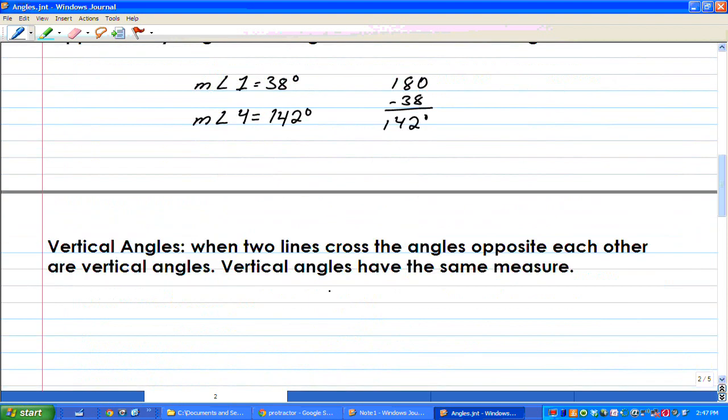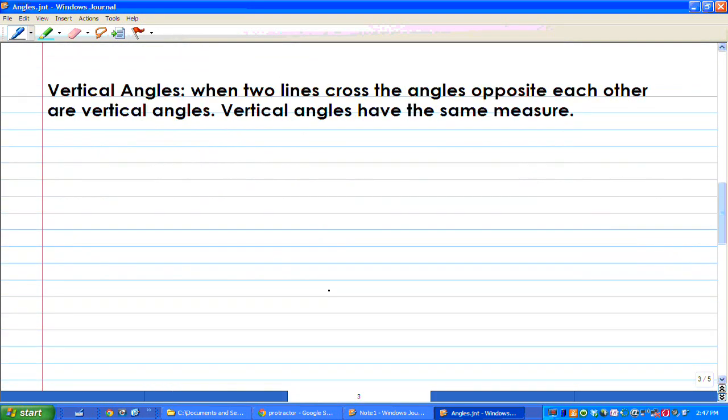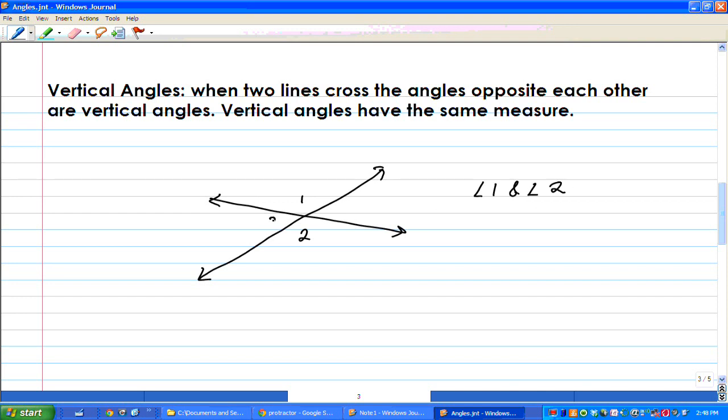Alright, moving on. We have vertical angles. When you have 2 lines that cross each other, here's one line, here's another line, they're crossing each other. Vertical angles are the angles that are opposite of each other, like this. And they have the exact same measurement. So angle 1 and angle 2 are vertical angles. And then 3 and 4 here are also vertical angles, which means that they have the same measurement. So 3 and 4 are equal, and 1 and 2 are equal.